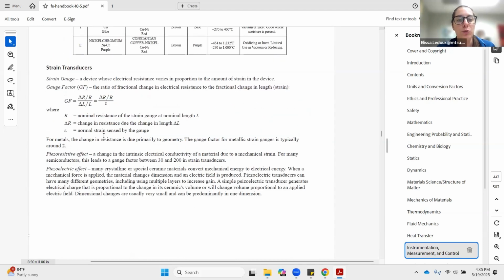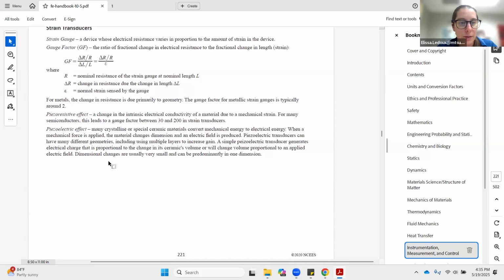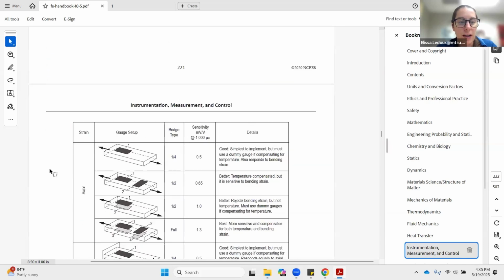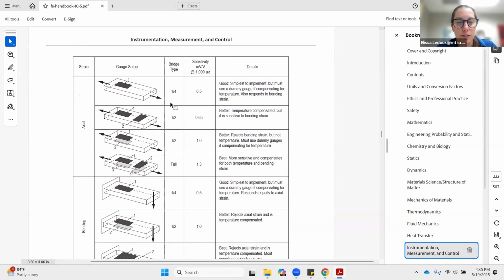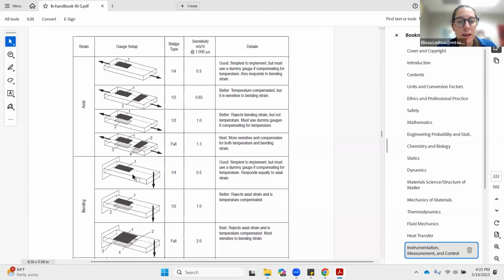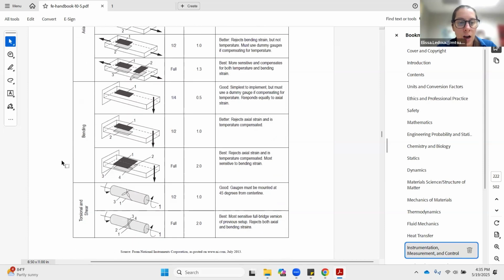So if there's anything that you don't know of, just Control F and find it. If the question asks you something about the piezoelectric effect and you're like, what is that? Just Control F piezoelectric effect, it'll be right here, and then you can read about it. So remember that you don't have to have all of this stuff memorized. Now, this is just ways that you could place strain gauges, different configurations. If it tells you a full versus a half, these are the different ways they could be set up.